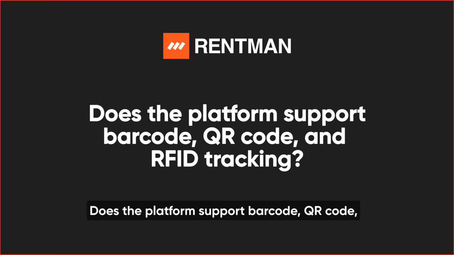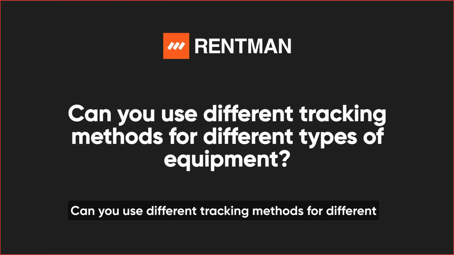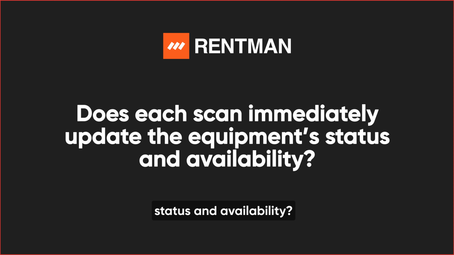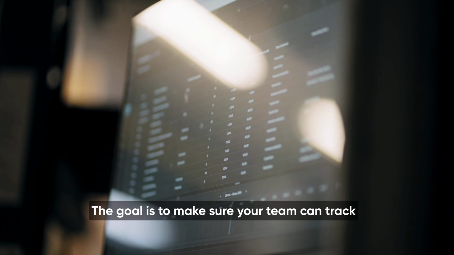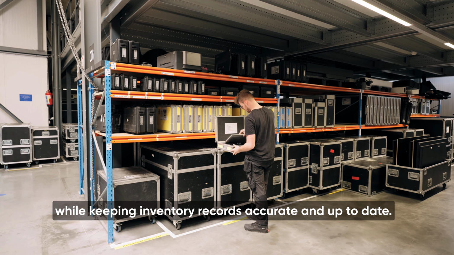Does the platform support barcode, QR code, and RFID tracking? Can you use different tracking methods for different types of equipment? Does each scan immediately update the equipment's status and availability? The goal is to make sure your team can track equipment efficiently across the warehouse workflow, while keeping inventory records accurate and up to date.